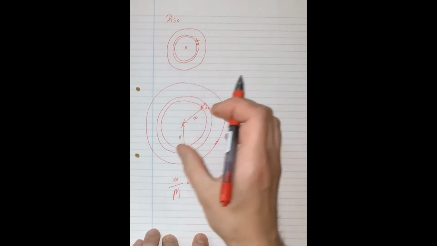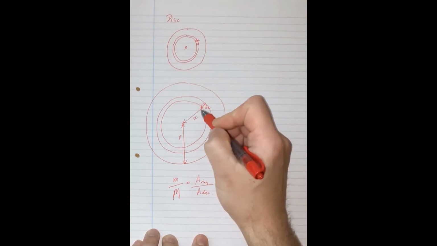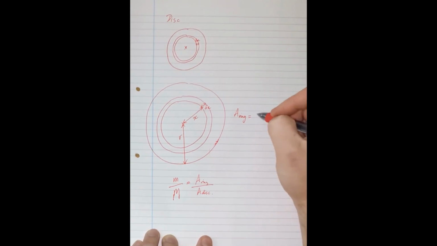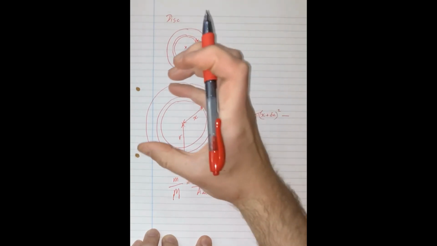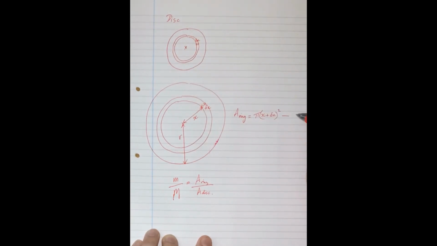So we're taking the area of the outer circle, which is x plus dx. So we've got pi times (x plus delta x) squared, and we're going to take away the area of the inner disk, which is pi x squared. We just need to expand this, so we've got x squared plus x delta x, but then another x delta x, so we'd have 2x delta x, and then the delta x squared.